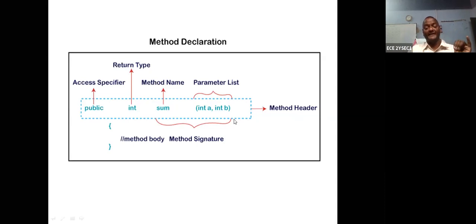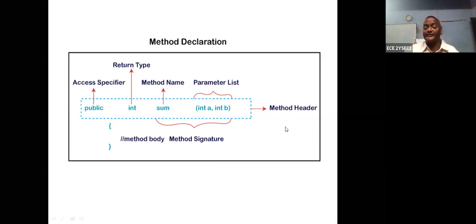Below this method header, there is a set of instructions. These instructions can perform a specific task. The task is not fixed; you can perform any task as you require. Next, the method name sum and the parameter list together are called the method signature.